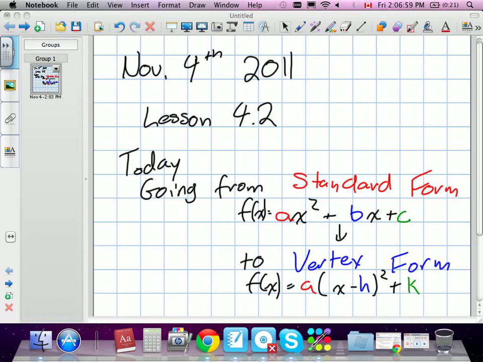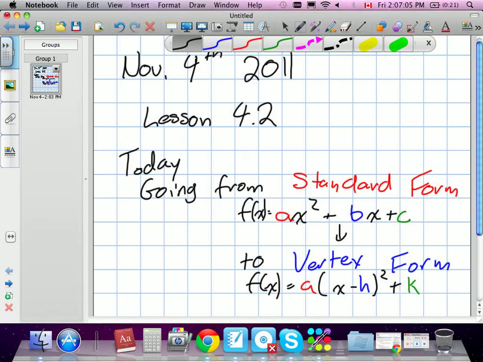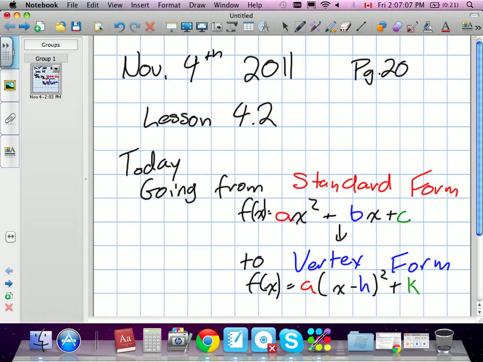Okay, today's November 4th, 2011. We're on lesson 4.2, which is page 206 in your textbook. Today we're going to do completing the square, okay? So make sure we have this down. Completing the square.